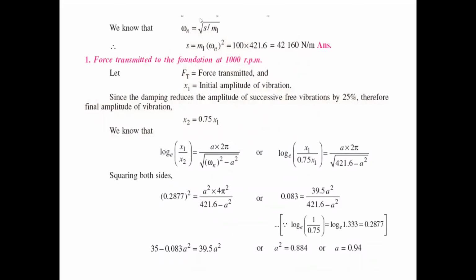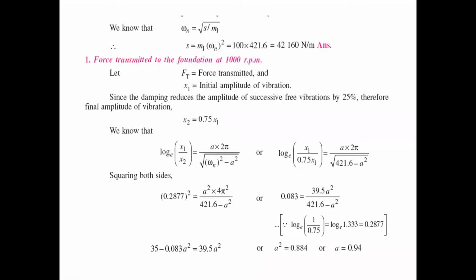So from that omega n, s equals 42,160 Newton per meter. Now, the basic unknowns are calculated. In our problem, in the first condition, there is no damper on the system.